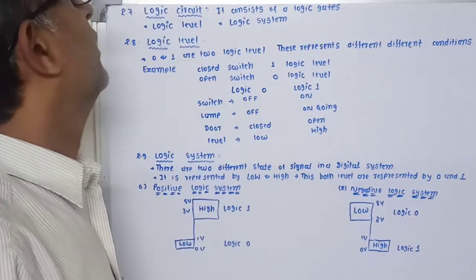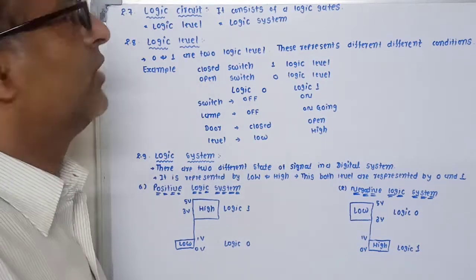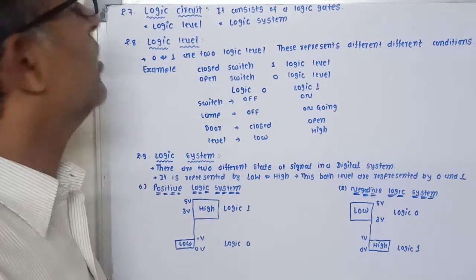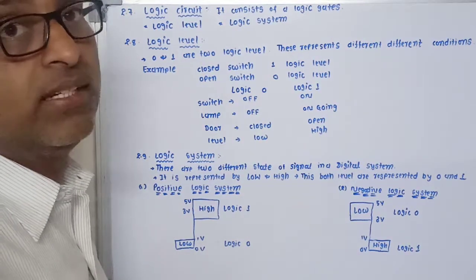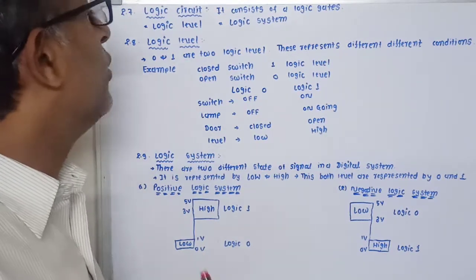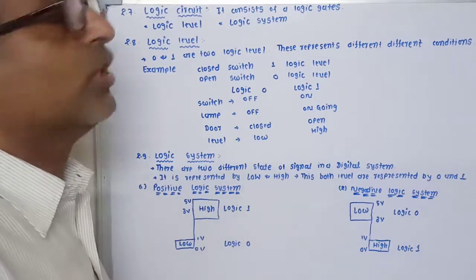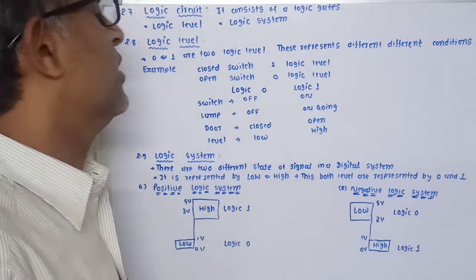Logic circuit. A logic circuit consists mainly of logic gates. Before studying these different types of logic gates or circuits, first we will study what a logic level and a logic system are. So first, logic level. Only 0 and 1 are the two logic levels.